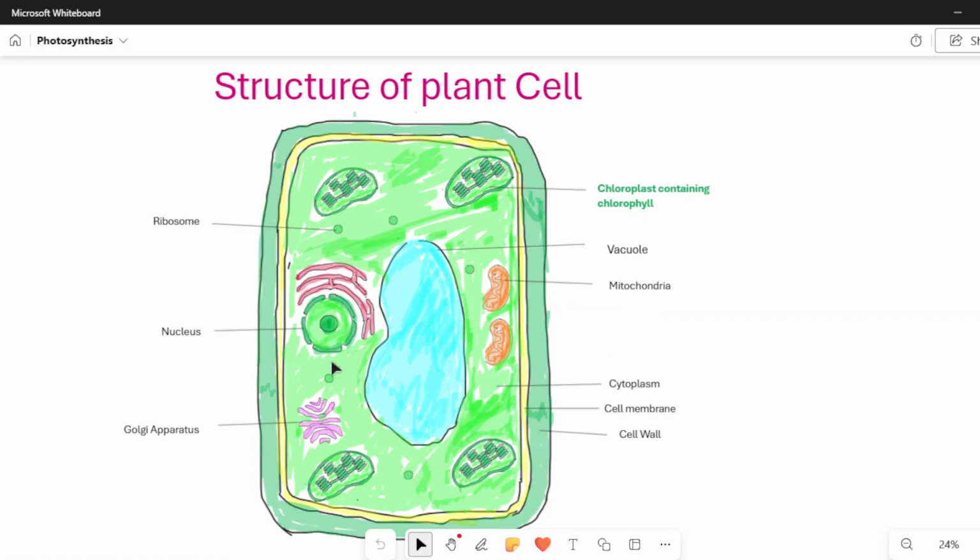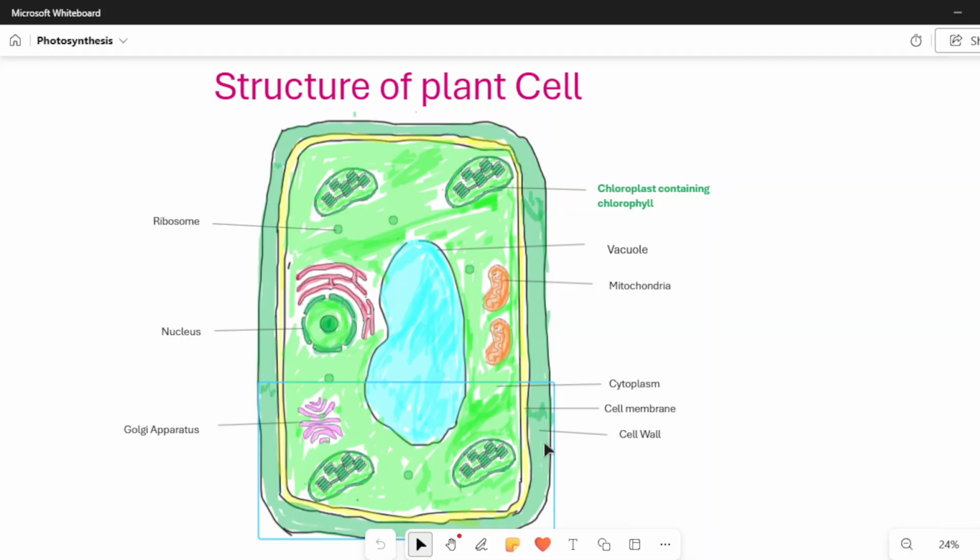So if you see, this is the plant cell. Now what it contains: nucleus which gives instructions what to do, Golgi apparatus which acts as the post office, you have the vacuole for storage of food, mitochondria, powerhouse of the cell which produces energy required. Cytoplasm is the liquid present inside the plant cell. It has cell membrane covering the cell, it has cell wall covering the cell.